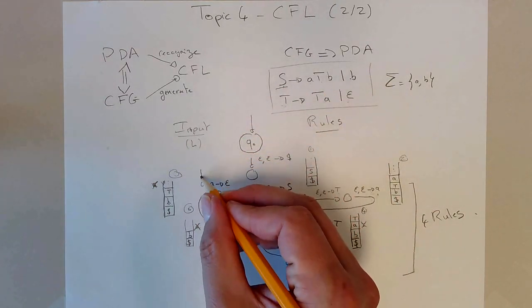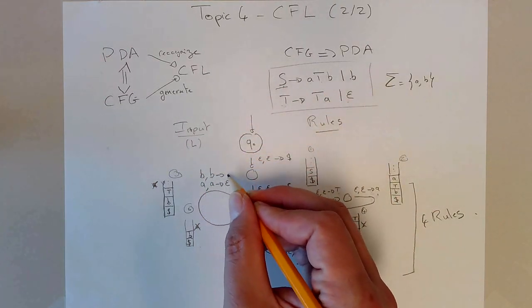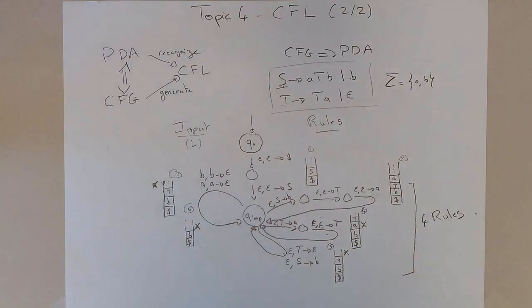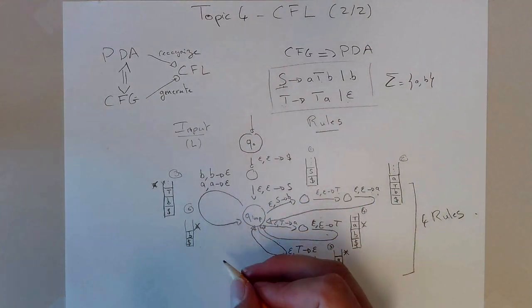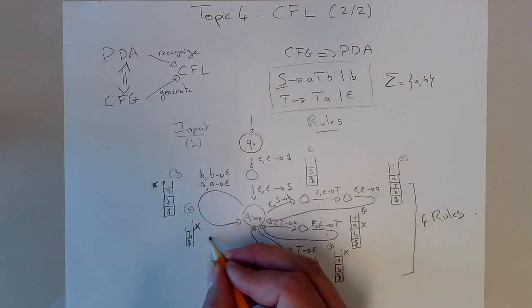So here I need to add another rule, right? It's basically exactly the same thing. This one can take B off. So that will be step number 7.